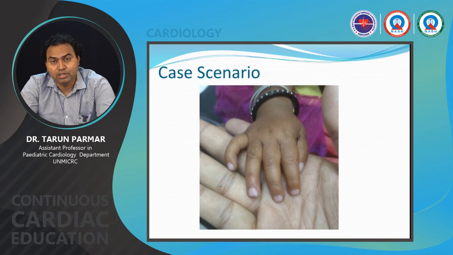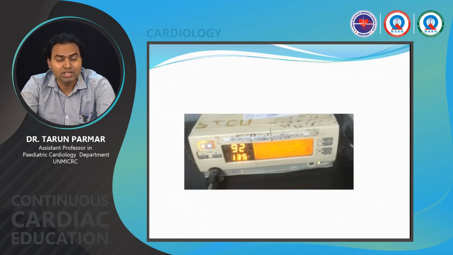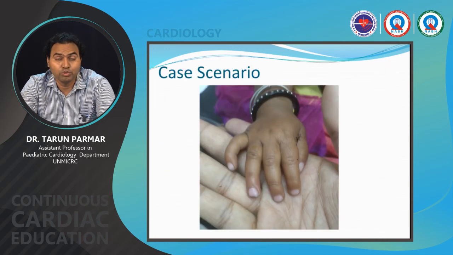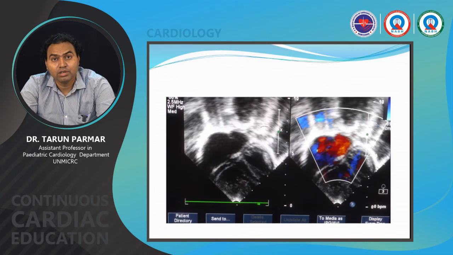This is the patient. Can you see this? I mean, is the patient cyanotic? Saturation is 92%, and this is the echocardiography. So here you may not differentiate as cyanotic. The saturation is 92, that is less than 95, that means cyanotic. And this is the echo image.